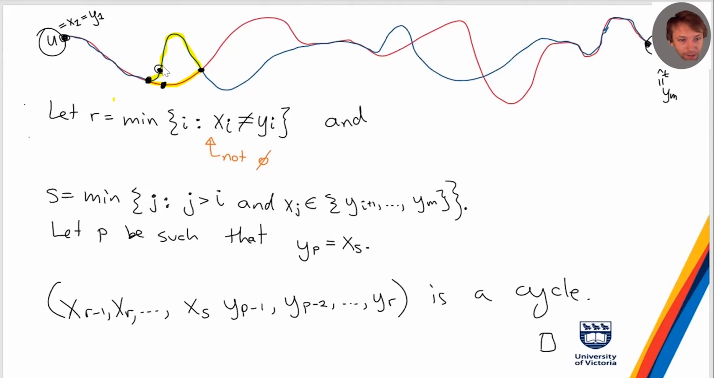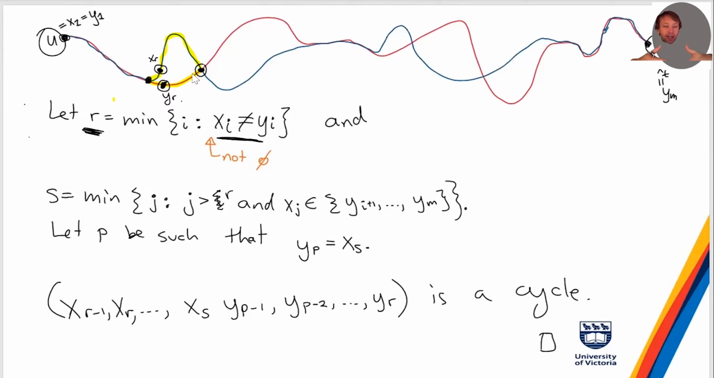So r is like the first index where these paths differ. This will be my x_r. This will be y_r. Sorry, and this should be r here. Now we want to find the place where they come together. But first of all, is it clear that r exists? r must exist, otherwise they would have to be the same path. That connects to one of the comments in the chat about them having to be the same path, right? If there's no place where they differ, then they have to be the same path. They're not the same path, so this r must exist. There must be some minimum place where they differ. So differ meaning that x_i is not equal to y_i.